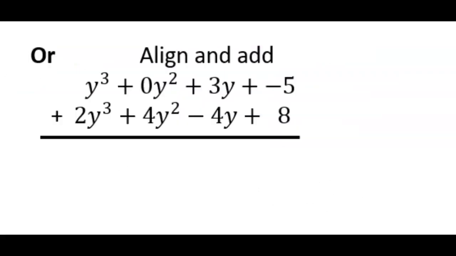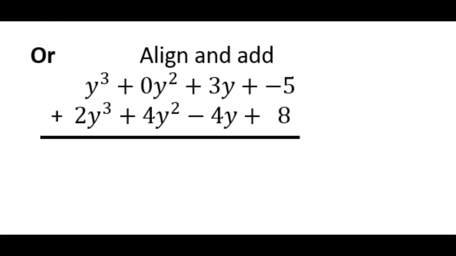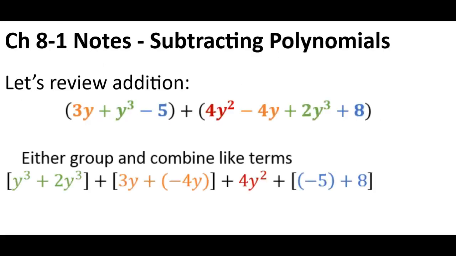Now we're going to do subtracting. There we go. So for subtracting, I have got 3y plus y cubed minus 5 plus 4y squared minus 4y plus 2y cubed plus 8. What kind of polynomial is this? Monomial, binomial, trinomial, what is it? Trinomial. Why? Because there's a plus and a minus, there's 3 terms, 3 monomials, right?